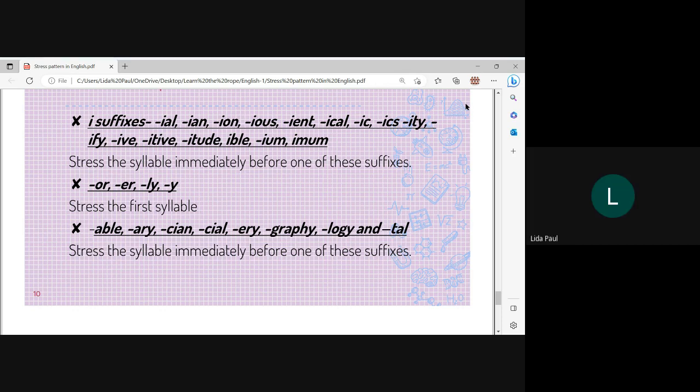All of them are going to take the stress on what? The penultimate syllable. And all Y suffixes anyway will take it, except for LY and Y. All the others, with ARY, ERY, GRAPHY, LOGY, even the ones in the first list, ITY, IFY, look at them. Even they are going to take it on the penultimate syllable. So keep these things in mind. Now give me an example with TAL.